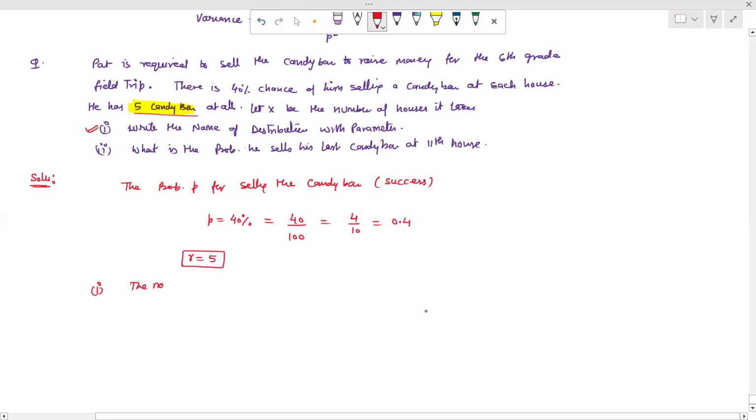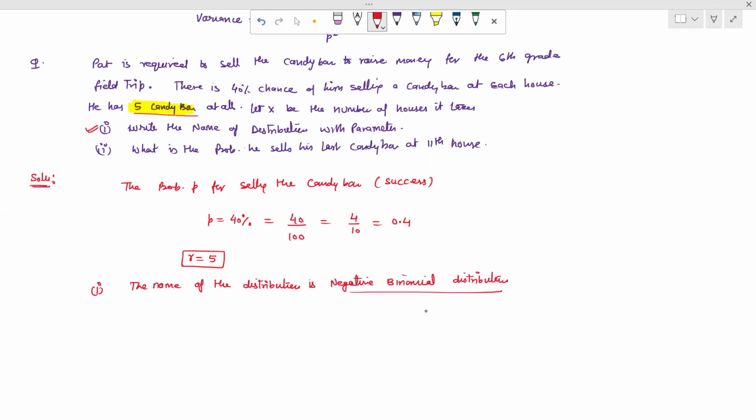So the name of the distribution is negative binomial distribution with parameters. So we write down the parameters R and P. So R is equal to 5 and P, the probability, is 0.4.